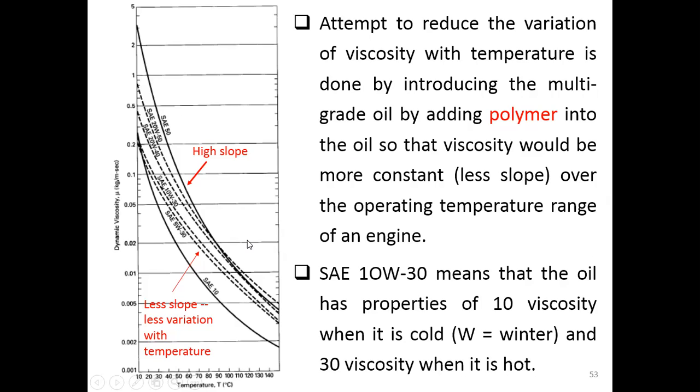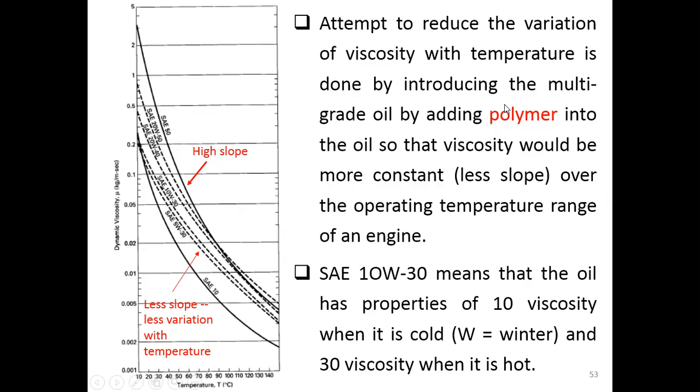As you can see here, the dotted line represents the multigrade oil. For the single grade oil, you see a sharp decrease, which means a high slope. But for multigrade oil, the slope is less, so there is a small decrease compared with the change of temperature. This is what they call keeping the viscosity more constant. Not totally constant, but more constant.